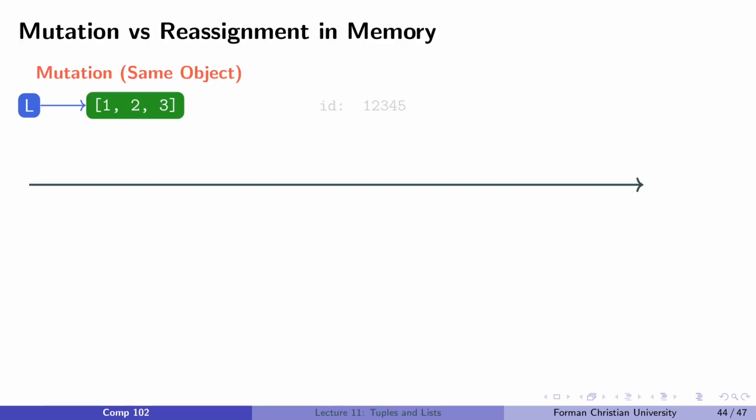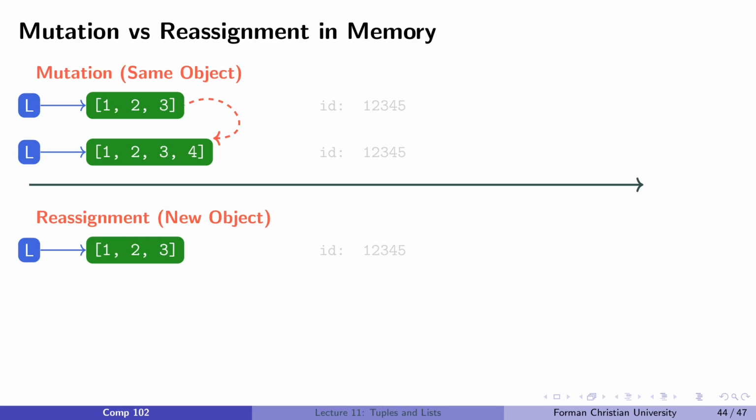So now let's compare. On top, it's mutation. L equals 1, 2, 3, and it has an ID 1, 2, 3, 4, 5. Then we do L dot append. We append a new item in the list. What happens is L is now 1, 2, 3, 4, but the ID is exactly the same as previous. So it's exactly the same object modified.